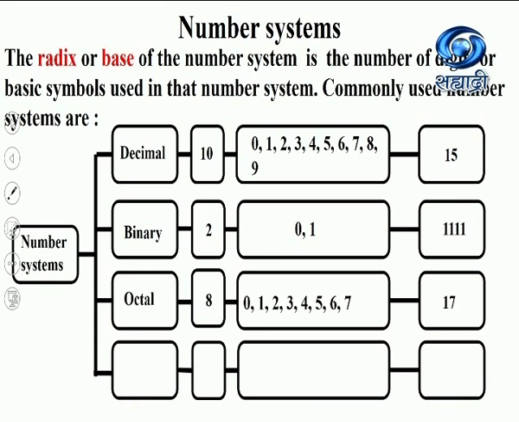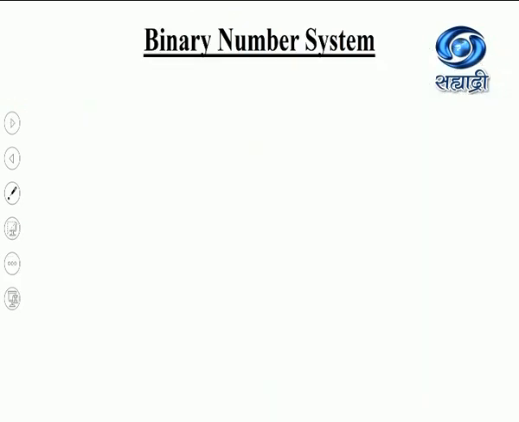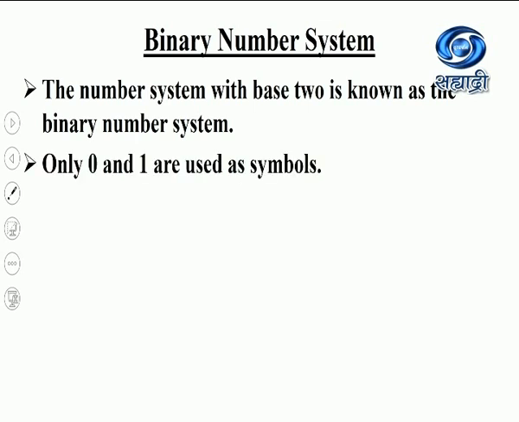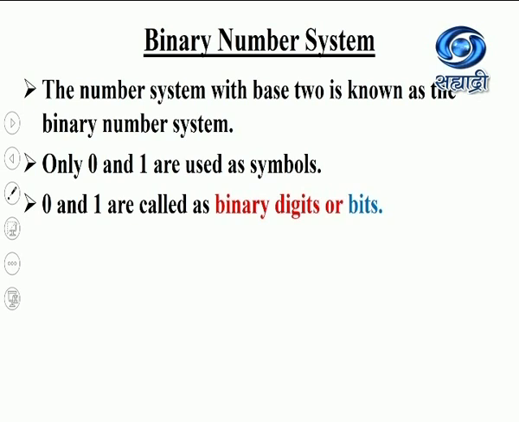Octal number system, its base is 8. That number system has 8 symbols, that is 0 to 7, and example is 17. Hexadecimal number system has base 16 and 16 symbols that are shown over here as 0 to F. Example is F. So let us start with the binary number system. The number system with base 2 is known as binary number system. Only 0 and 1 are used as symbols. 0 and 1 are called binary digits or bits.